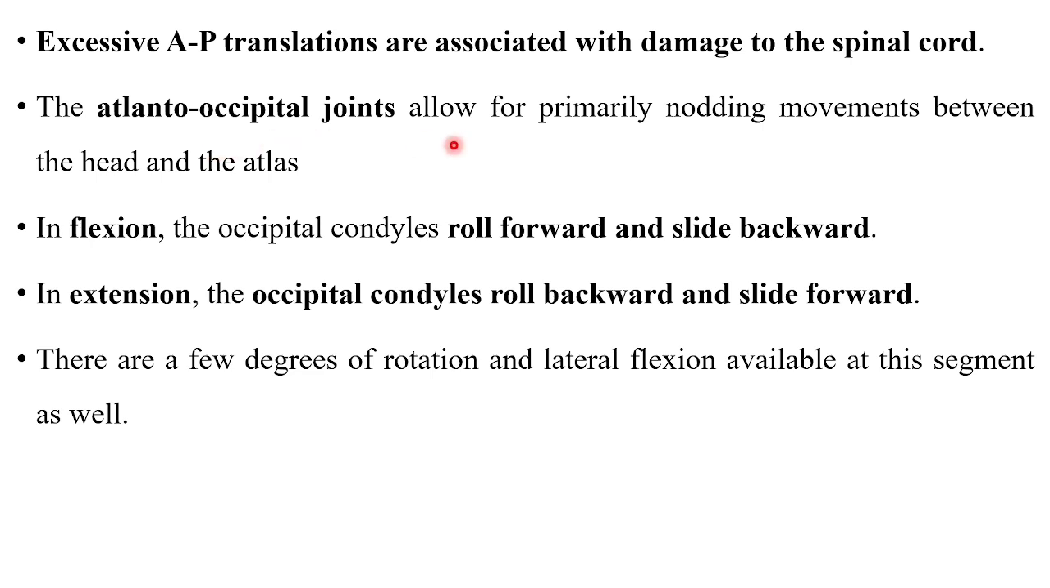The atlanto-occipital joints allow for primarily nodding movements between the head and the atlas. In flexion, the occipital condyles roll forward and slide backward. In extension, the occipital condyles roll backward and slide forward. And there are a few degrees of rotation and lateral flexion available at this segment as well. So in the atlanto-occipital joints, during flexion, the occipital condyles will be rolling forward and sliding backward. And in extension, the occipital condyles will be rolling backward and sliding anteriorly.